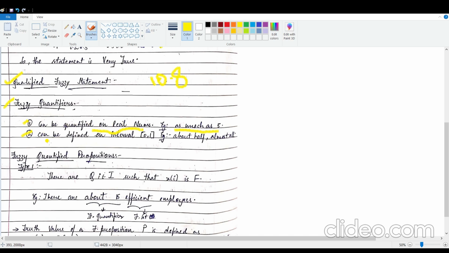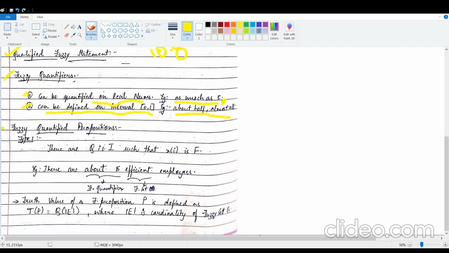The other type is where you have everything defined on an interval of 0 to 1. What do I mean by that? You could use quantifiers like about half or almost all. For example, almost all students in this classroom are excellent. Now there are multiple fuzzy quantifiers and fuzzy predicates in this, but if you consider the entire class strength as 1, then half of it would be 0.5. You do not have to look at 65 or 66. So you could define it on an interval of 0 to 1, or else you could define it with a real number like this.